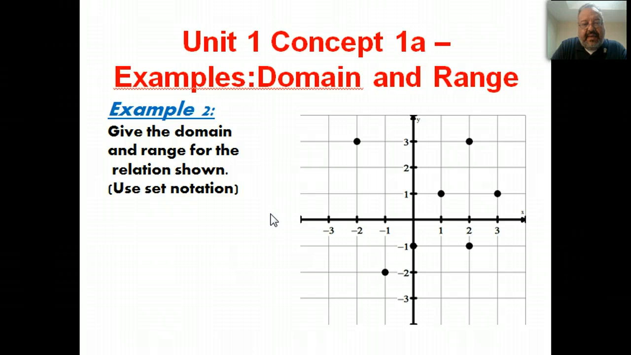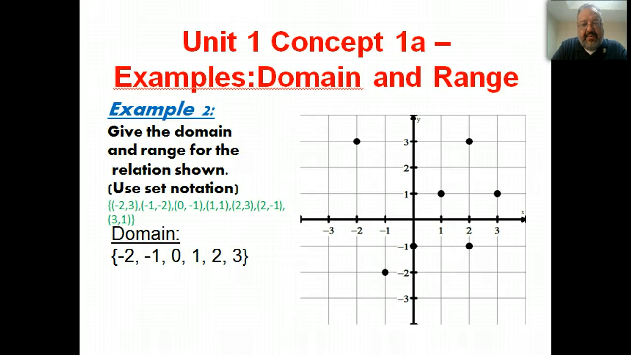Example number 2. Give the domain and the range for the relation shown below. And so you set notation. The first thing I'm going to do there is write all of the coordinates for each point. And remember, the x is the first number and the y is the second number. I'm going to write that first because the domain is all of the x values. So I have the domain and I put all the x values. They're pretty much already in order, so I write them in order.